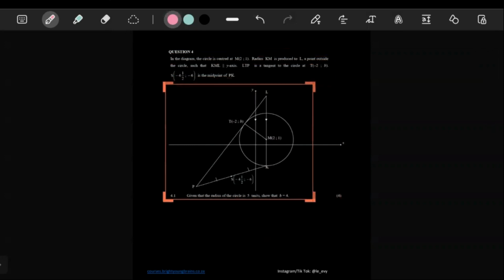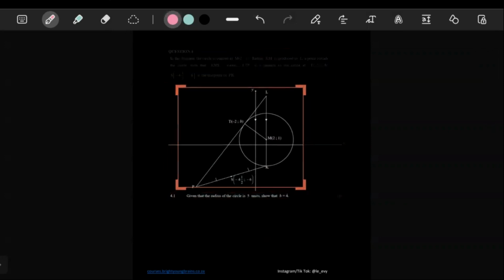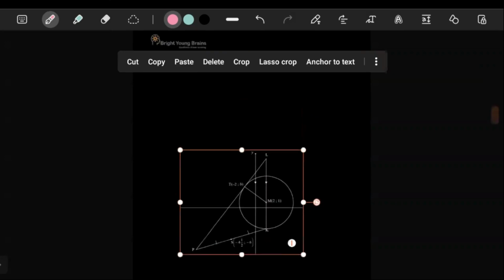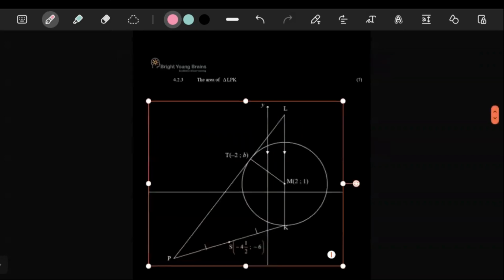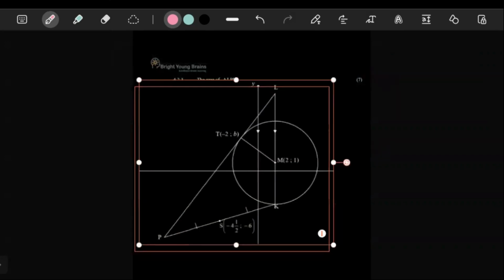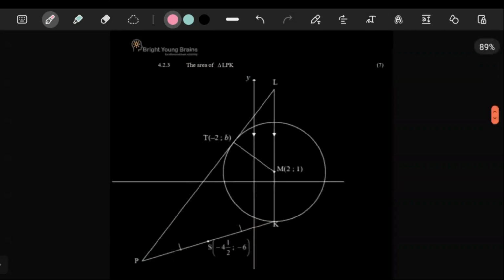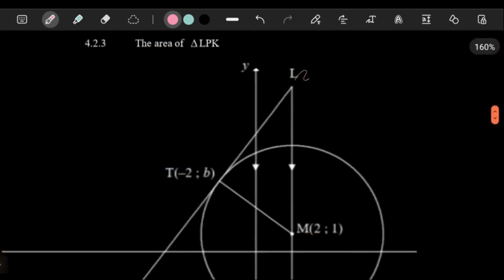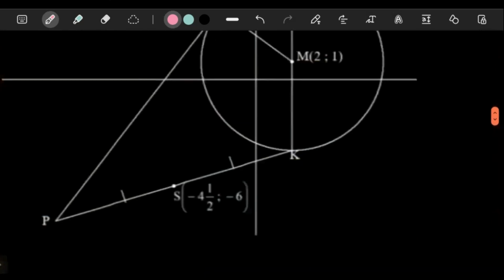So with what we know, right? We have quite a bit of information on this sketch. So if they're going to ask you for the area of LPK, let's see what that is. There's L here, P here, K here.